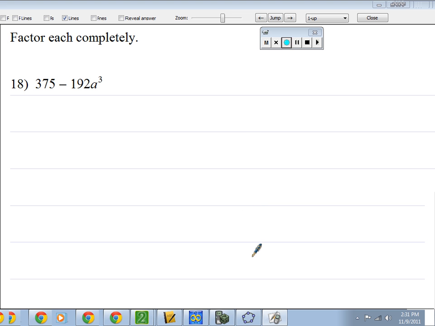So now, it's going to be 5 minus 4. A squared is going to be 5 squared, that's 25, plus A times B, 20, plus B squared, 16.